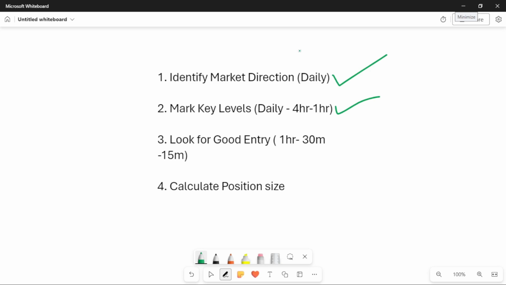So going back on the strategy: daily time frame, look for market direction, mark your key levels within the daily time frame to the 1 hour time frame, look for your entry position within the 1 hour to 15-minute time frame, and then calculate your position size before you get in to know how much you will lose in case the market goes against you. So this particular trade I took here, I used for this example, I personally traded it and dropped it in my Telegram channel as well.